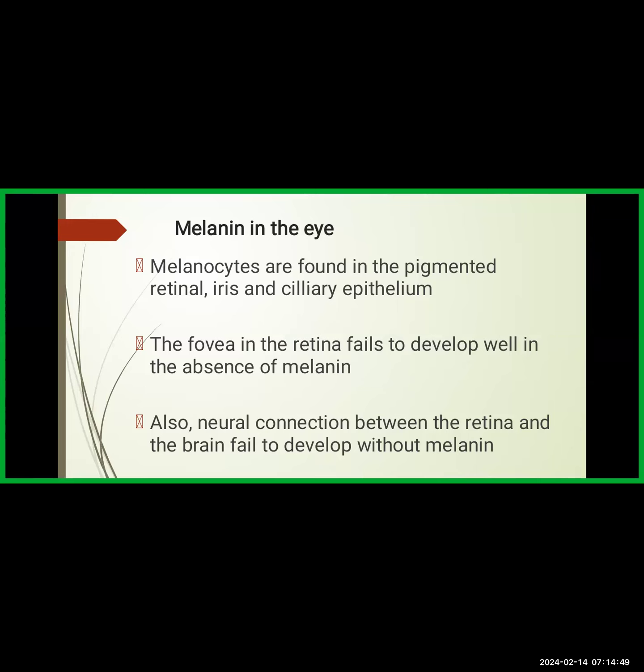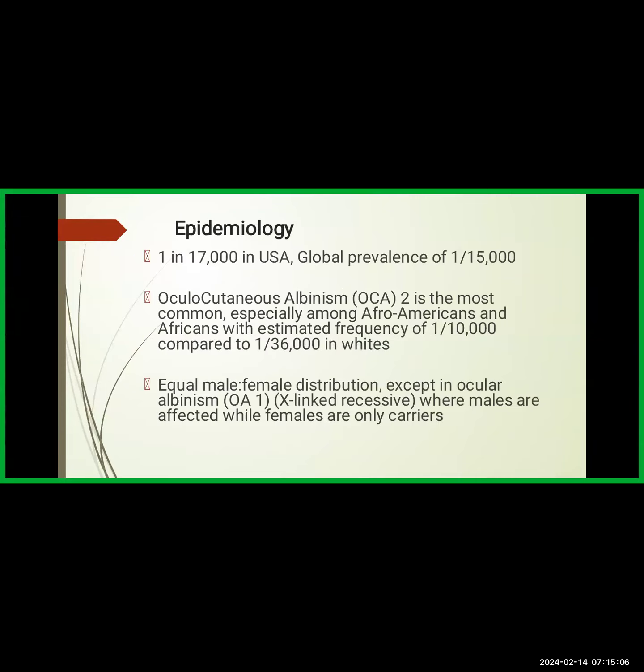Melanin is also essential in the development of the neural connection between the retina and the brain. So once you have a deficiency of melanin, the development of these parts of the eye is impaired, and so vision is also impaired. So that's basically what happens in oculocutaneous albinism.